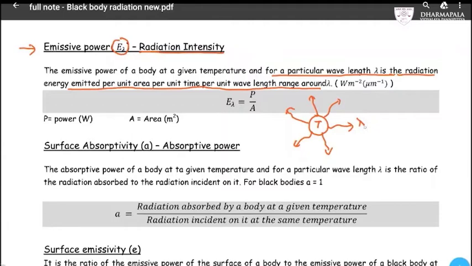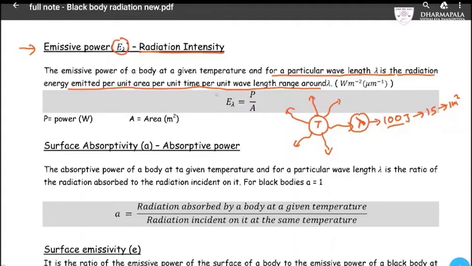From this wavelength, it's emitting, let's say, 100 joules of energy per 1 second per 1 square meter area of its surface. So for this particular wavelength, the radiation intensity is 100 joules. That is the idea of radiation intensity: the amount of radiation emitted per unit area, per unit time by a certain particular wavelength.